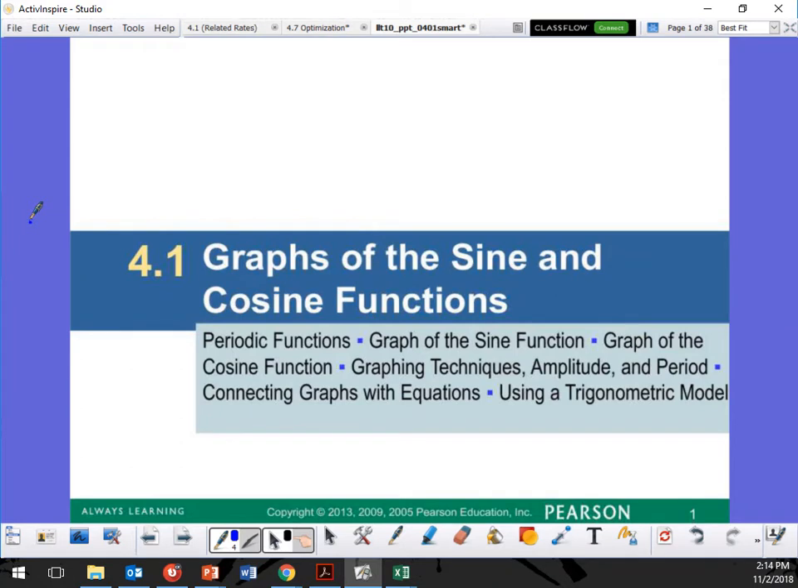Alrighty, this is trigonometry for you people. Graph of sine and cosine functions. It's easy. Now, y'all have your unit circles out, so it's going to make it even easier.